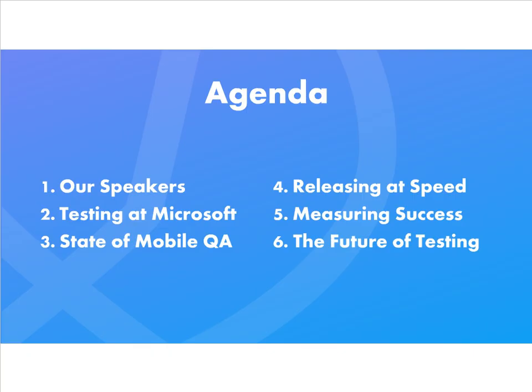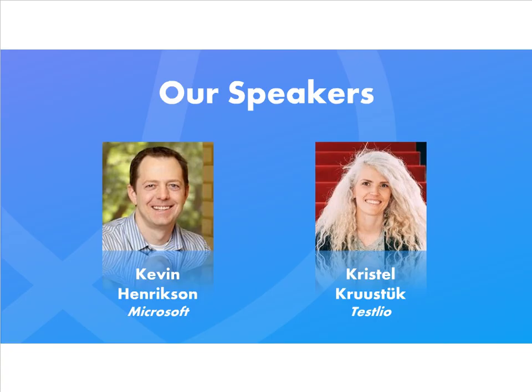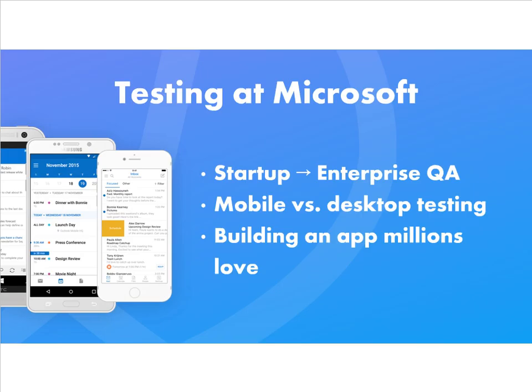But beforehand, maybe I can go over today's agenda real quick as well. We're going to talk about testing at Microsoft. We are going to talk about the state of mobile and especially the challenges that the mobile space is currently facing. We're going to talk about this famous topic, releasing at speed and how to do it in good quality, which I think Kevin has done amazingly well. And we're going to end up with how we're measuring success of QA and the entire organization and what's the future of testing.